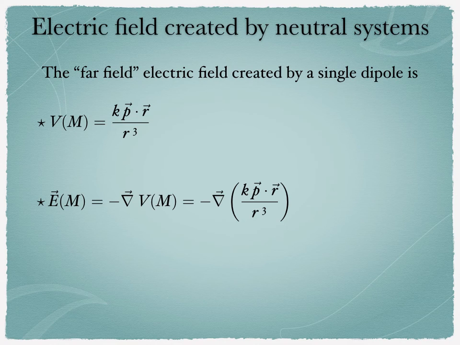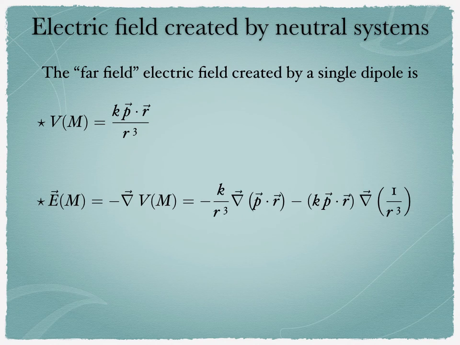If you want to go further, here you can use the product rule and say that this would be equal to minus K divided by R cubed gradient of P scalar R, minus K P scalar R gradient of 1 over R cubed.